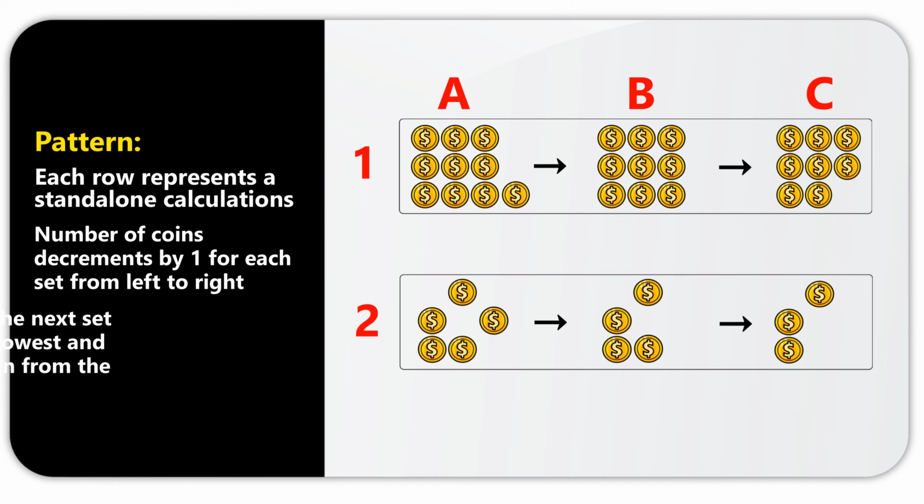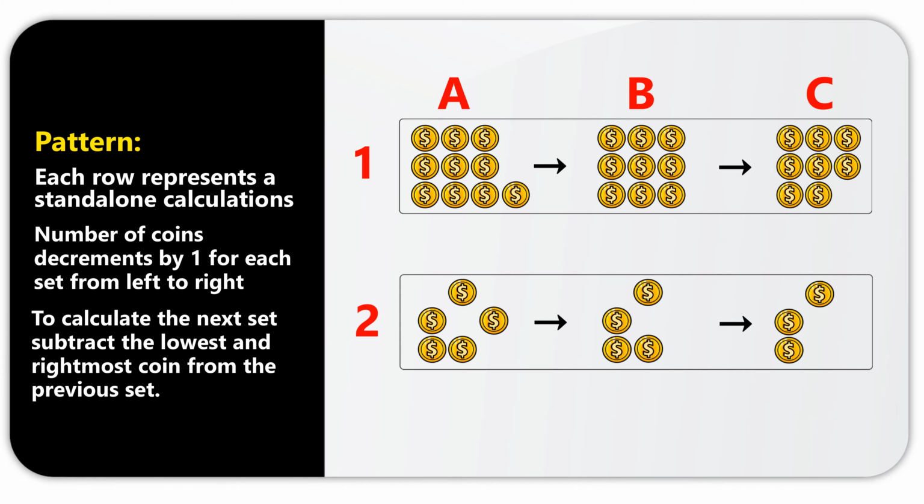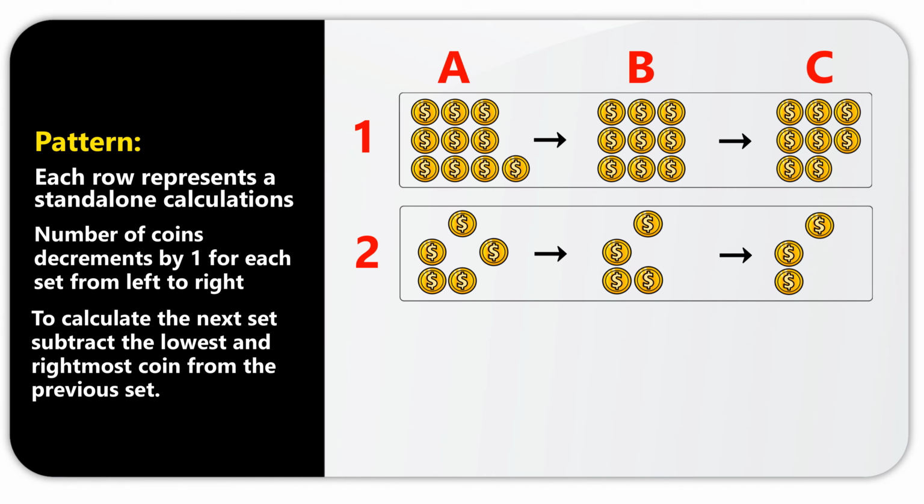To calculate the next set from the previous set, we need to subtract the lowest and rightmost coin from the previous set. Let's look at the example. In the set A1, the lowest and the rightmost coin is coin number 10. Then we go to set B1, and there is another coin that we're subtracting to calculate the set C1. Based on this information, let's calculate the final number.